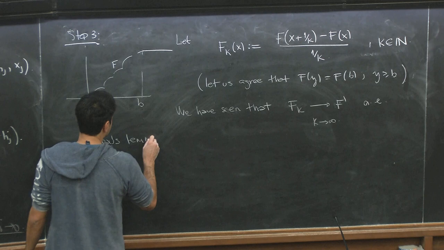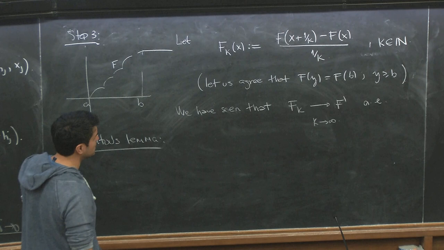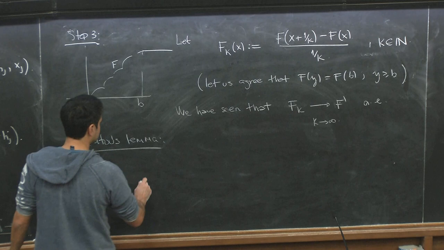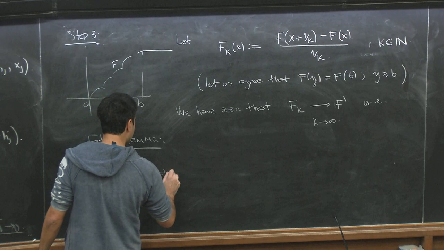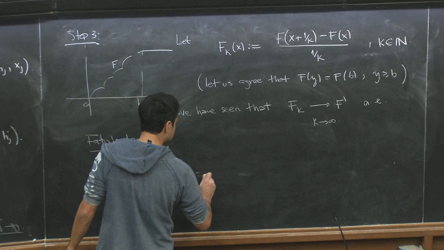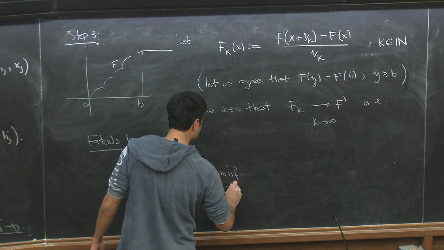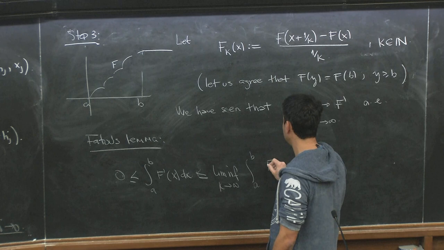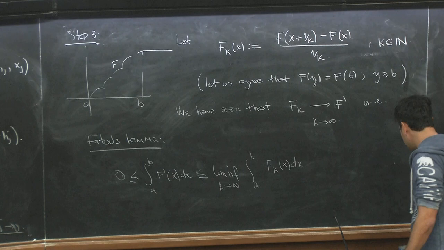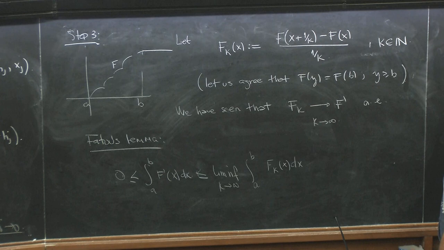If I use Fatou's lemma, what I get is that the integral of f prime of x dx from A to B is bigger or equal than 0, and it is less than or equal than the limit when k goes to infinity of the integral from A to B of f_k of x dx. Now let's just do a side calculation here. What is this integral from A to B of f_k of x dx?